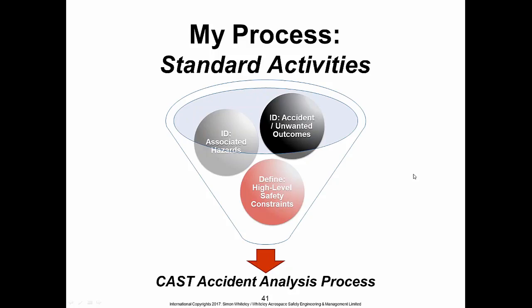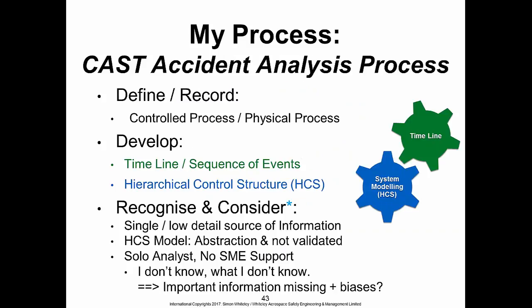Now, before you actually get into the CAST accident analysis process itself, first you need to identify the accidents or unwanted outcomes, then the associated hazards, and then finally the high-level safety constraints. Because the high-level safety constraints are the things that the control structure that you're going to develop is intended to enforce. And once you've done those three activities, this is when you get into the actual CAST accident analysis process.